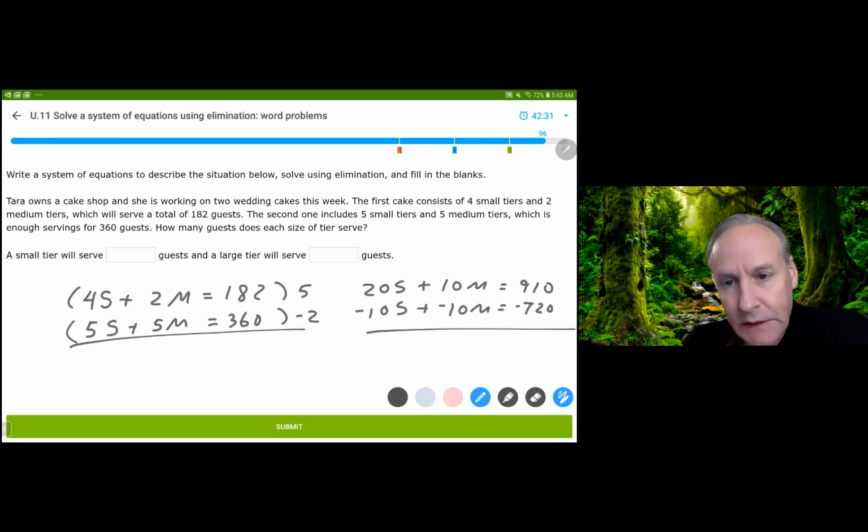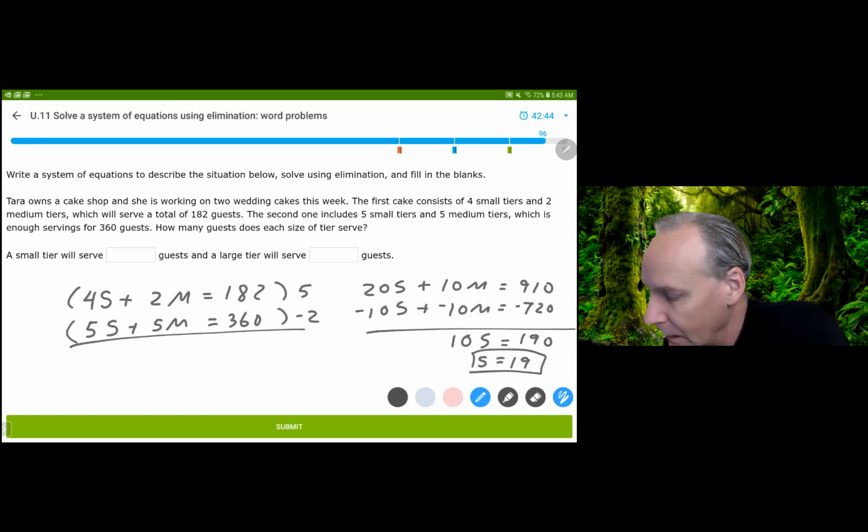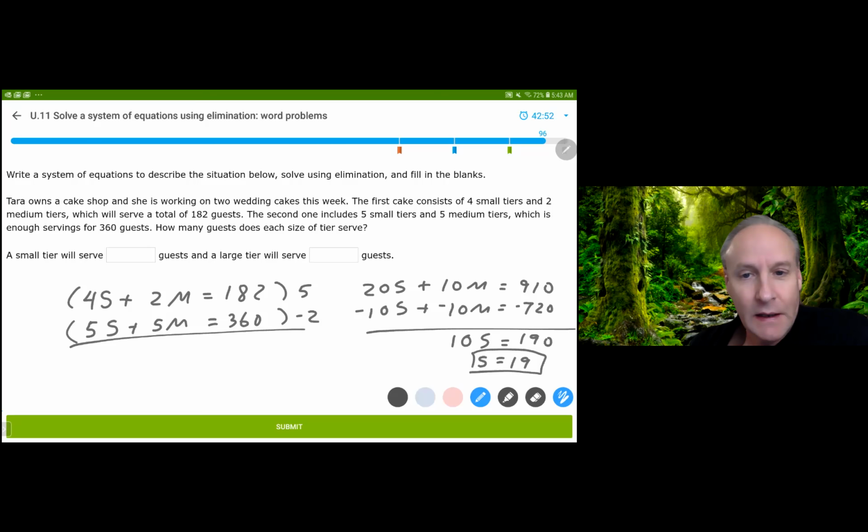It looks like we're going to get 190. So we get 190 is equal to 10s. So s is equal to 19. It looks like there are 19 guests can be served with a small cake. And then we need a medium cake as well.